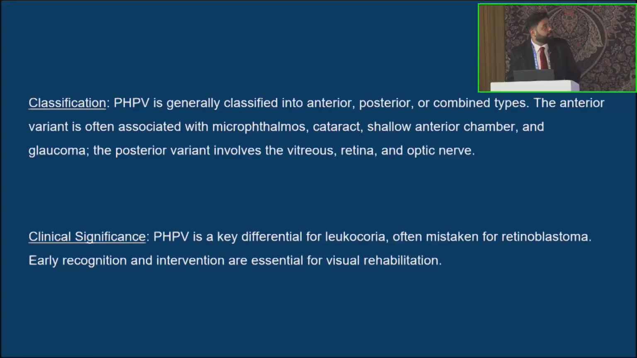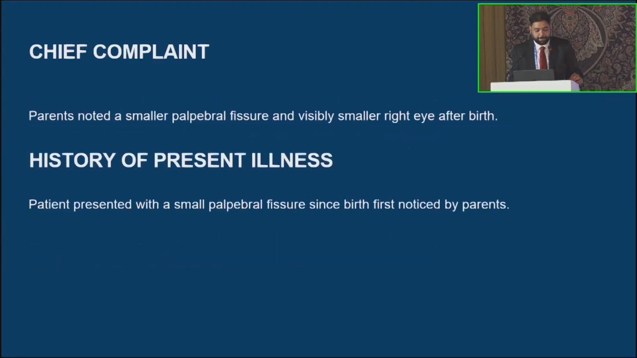Classification: PHPV can broadly be classified into anterior, posterior and combined types. The anterior variant is usually associated with microphthalmos, cataract, shallow anterior chamber and glaucoma, whereas the posterior variant involves the vitreous, the retina and the optic nerve. Clinical significance: PHPV is a key differential for leukocoria, often mistaken for retinoblastoma. Early recognition and intervention are essential for visual rehabilitation and prevention of development of amblyopia.